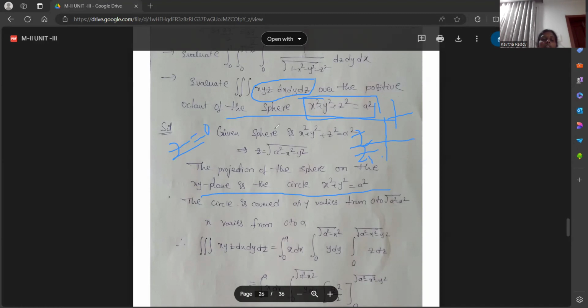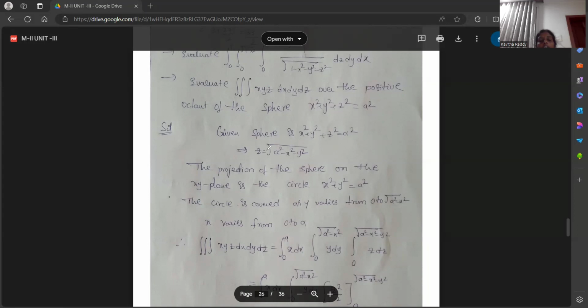If you apply it in the sphere equation, in place of z square you'll get 0. That's why you'll get only x square plus y square equal to a square. Then this is the circle with radius a. The circle is covered as y varies from 0 to under root of a square minus x square, and x varies from 0 to a.